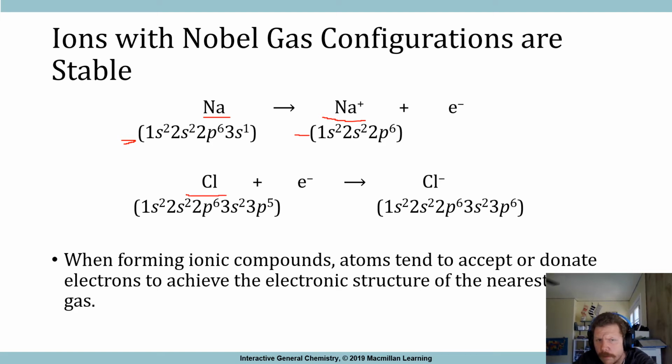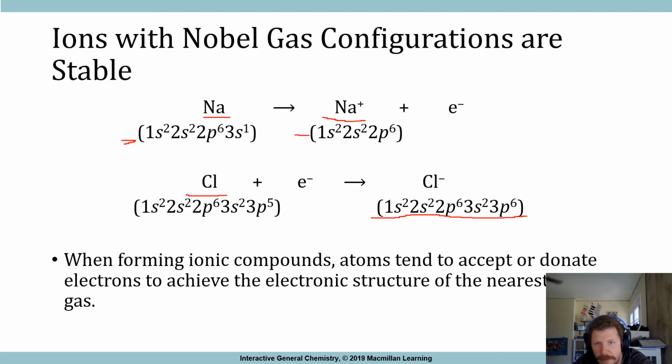It goes to the chlorine atom, which accepts it as one of its own and has now become a chloride ion, with an electron configuration of 1s2, 2s2, 2p6, 3s2, 3p6. When forming ionic compounds, atoms tend to attract, accept, or donate electrons to achieve the electronic structure of the nearest noble gas.